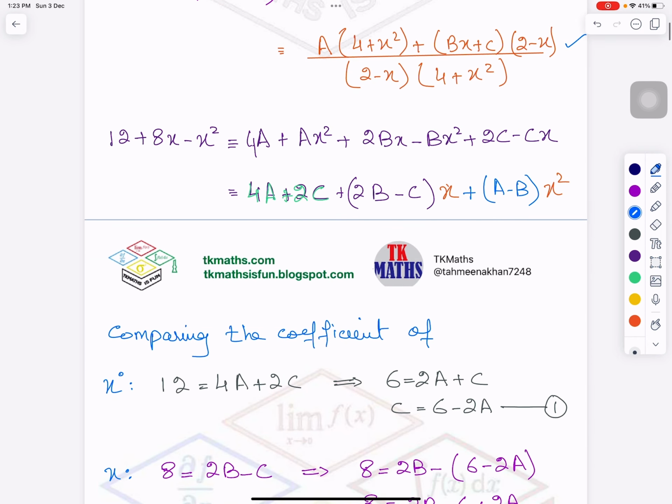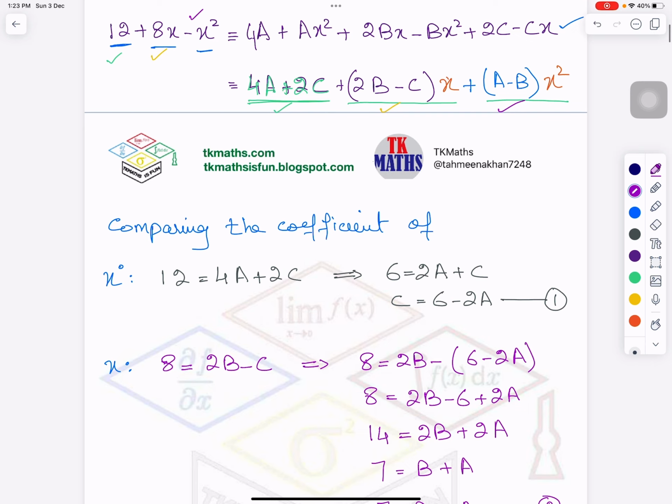Anyway, I have expanded the numerator and then rearranged it, because on the left hand side I have a constant, x power 1 term and x power 2 term. In the same manner I have rearranged the right hand side. This is the constant without x, this is the coefficient of x, and this is the coefficient of x square. So 12 will be compared with 4a plus 2c. 8 will be compared with 2b minus c, and minus 1, because the coefficient of x square is minus 1, will be compared with a minus b.